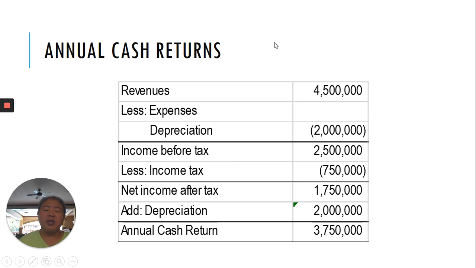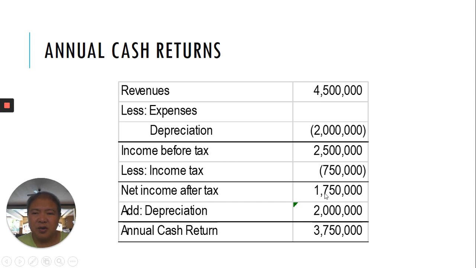Now, going back to our example, we said that there's a 4,500,000 revenue. Let's compute the annual cash flow. So 4.5 million of revenue, and then depreciation. Where did we get this? This is 10 million divided by 5 years, that's 2 million pesos. So there's 2.5 million of income before tax, and 30% of this is 750,000. So net income after tax is 1,750,000. We add back the depreciation, so our annual cash return is 3,750,000. This is the amount that we will use for the tools that I have mentioned earlier.